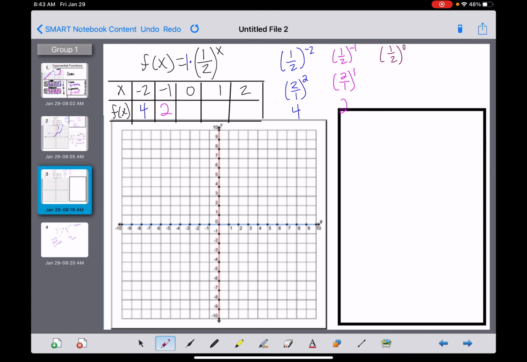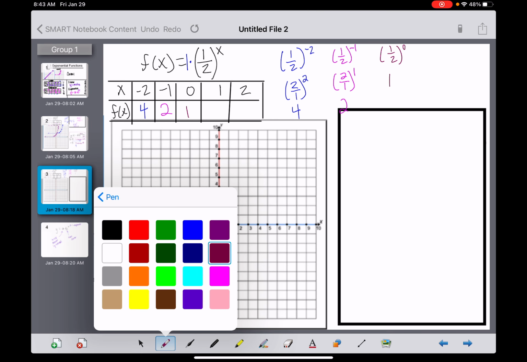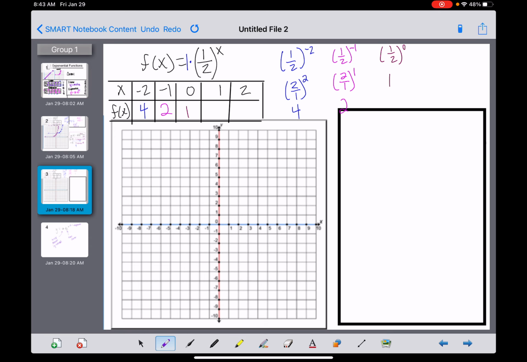1/2 to the 0 power. Anything to the 0 power is 1. And I can look to see the pattern that I'm starting to form. From 4 to 2 is multiplying by half or dividing by 2 each time. So 1 divided by 2 is a half, divided by 2 is a fourth, and now I can graph my exponential function. So I'm at -2, 4, -1, 2, 0, 1, 1, 1/2, 2, 1/4.